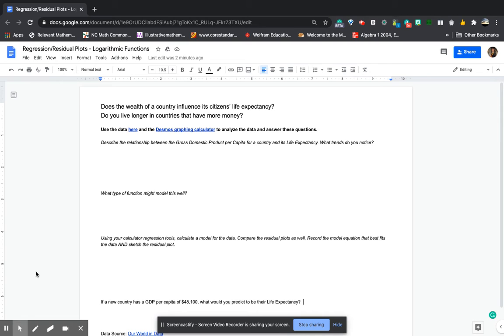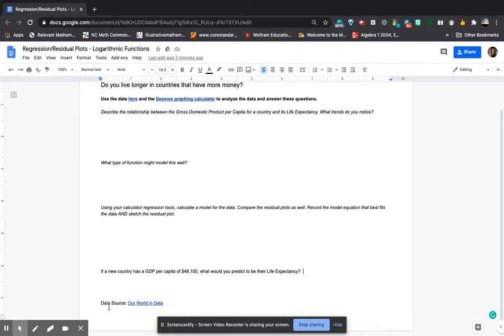Does the wealth of a country influence its citizens' life expectancy? In other words, do you live longer in countries that have more money? What we will do to analyze this situation is use data and the Desmos graphing calculator to help us interpret the data and answer these larger questions.